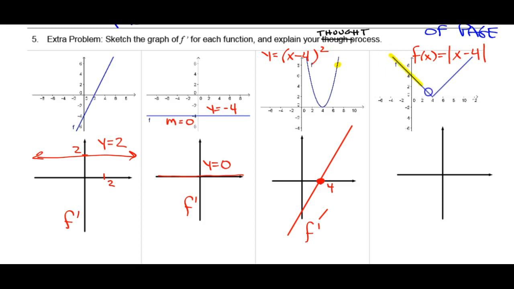The slope here is negative and it is a constant. The slope here is positive and it is a constant. So at x equals 4, my behavior changes. Positive constant right of 4, negative constant left of 4. And this value here is 1, and this value here is -1. Folks, that's it.